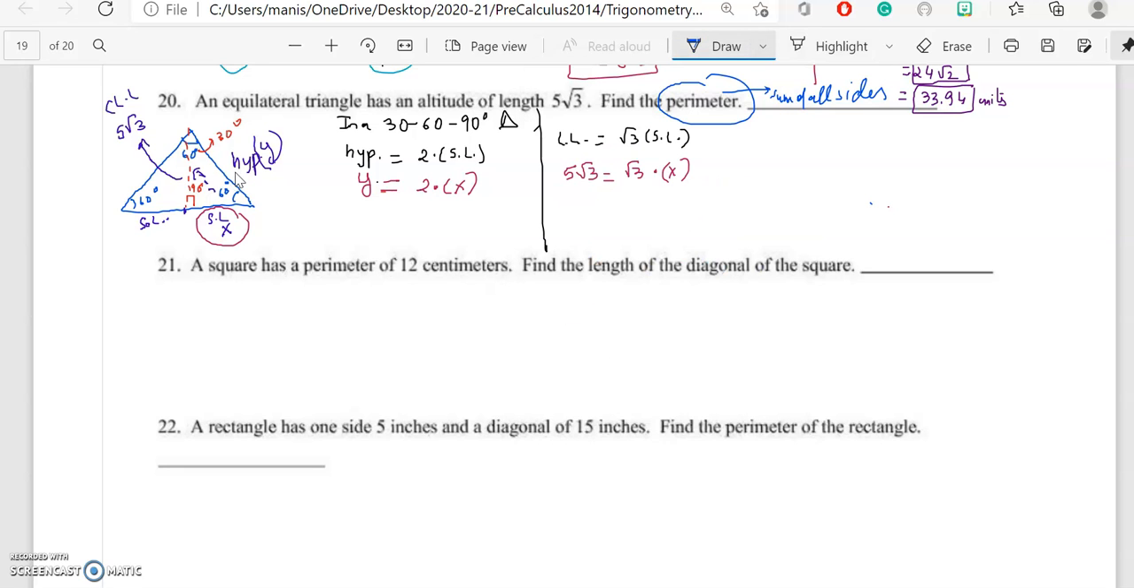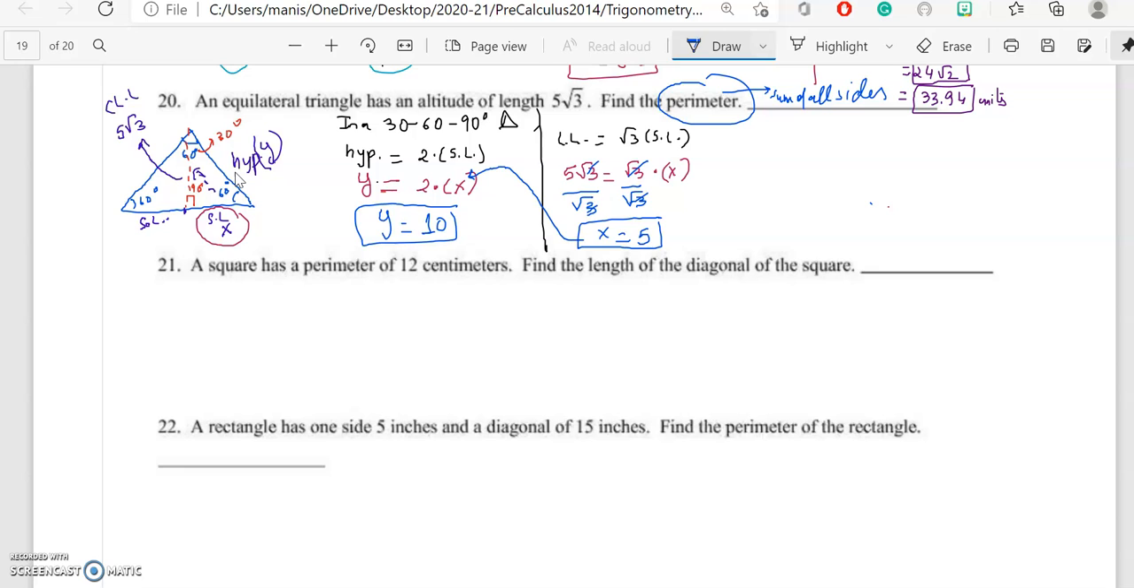All I have to do is divide both the sides by radical 3. So this will be cancelled out, and this will be cancelled out. The value of x is what? 5. Now after this, I can take my value of x and I will substitute over here. So value of y will be what? 2 times 5 is 10.